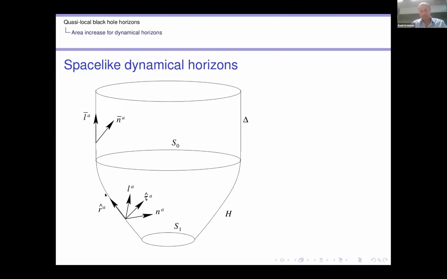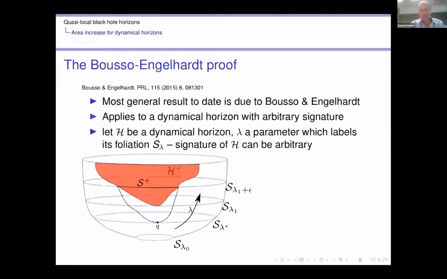So now, of course, you can include numerous complications. Even though this is perhaps physically, for our purposes, the most important example, and this is sufficient for us, you can ask a more general question, right? So a dynamical horizon can be space-like, can be time-like, can be null. So therefore, how general is this? Can you, in fact, show a monotonicity of area in a more general setting? And the answer, in fact, is yes.